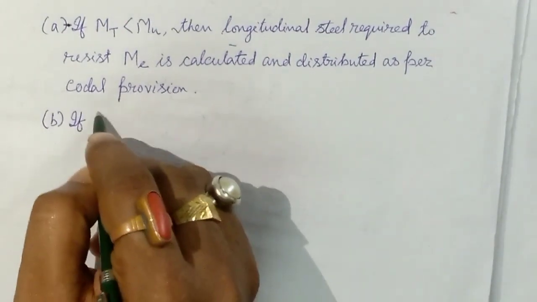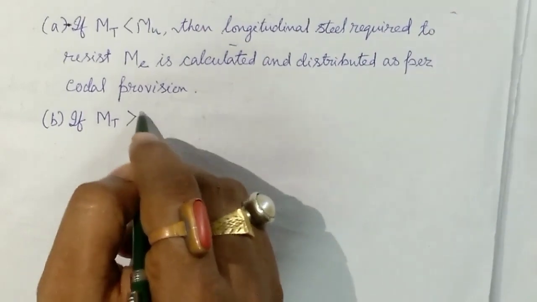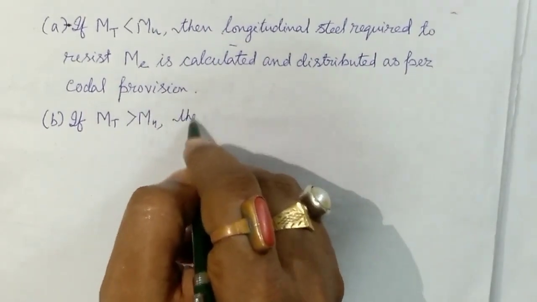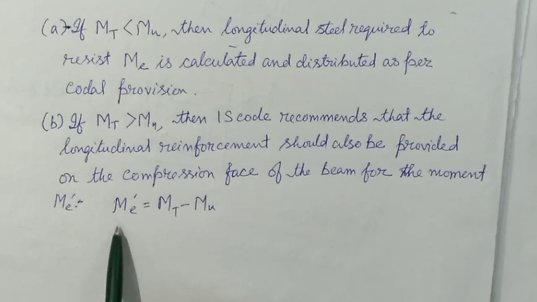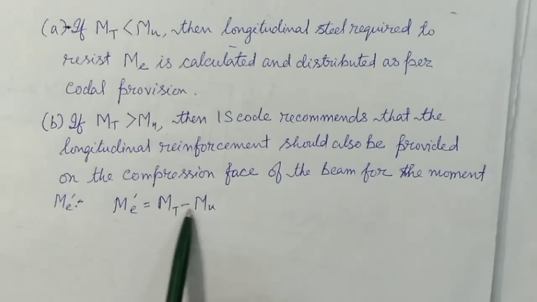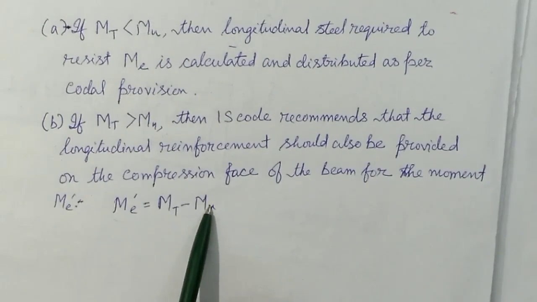If Mt is greater than Mu, then here Me2 equal to Mt minus Mu. In this case the effect of torsional moment is predominant and more than the ultimate bending moment, and is assumed to be opposite to Mu. So the reinforcement corresponding to the moment Me2 is to be provided in the compression side.